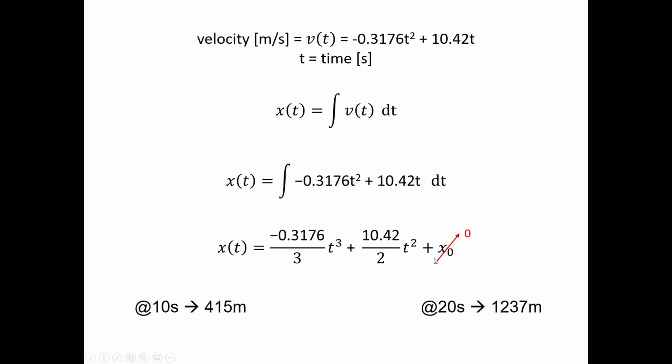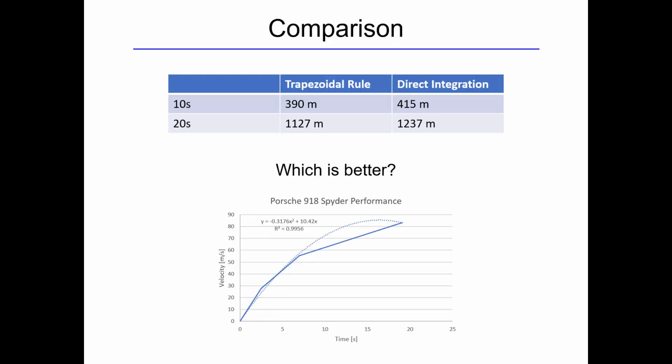And we were at 0.0 in terms of displacement, so that just drops out. So if we solve this for 10 seconds for our time, we get 415 meters. So again, really close to that quarter mile, just a little bit on the other side of it this time. And then at 20 seconds, we're at 1,237 meters, which was also pretty close to what we calculated the other way. Here we have those values in the table.